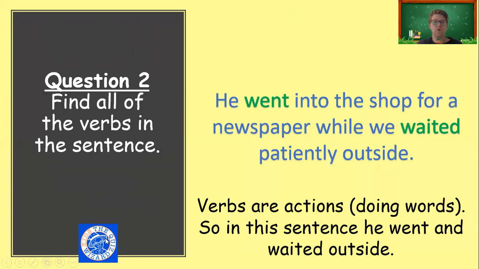Number 2, find all of the verbs in that sentence. He went into the shop for a newspaper while we waited patiently outside. So there were 2 verbs in that sentence, went and waited, because verbs are actions, they're doing words. So in this sentence, whoever he is, he went there and then he waited. They're 2 things that he had to do. Well done if you spotted both.